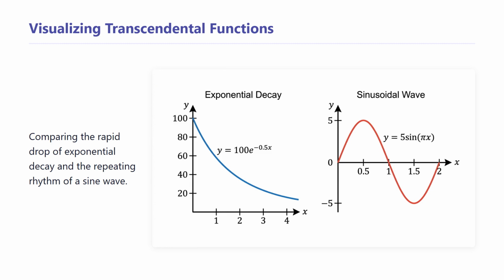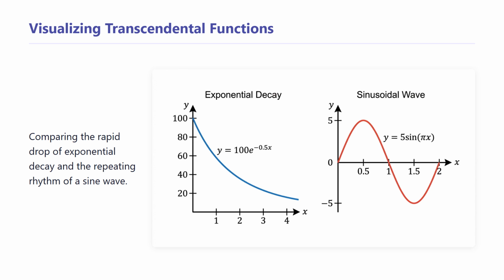Let us visualize these two powerful transcendental functions. On the left, we have the exponential decay graph. Notice how the blue curve starts high at 100 and drops dramatically, passing through 36.8 at day 2, before slowly flattening out towards 0. It never quite touches the axis.